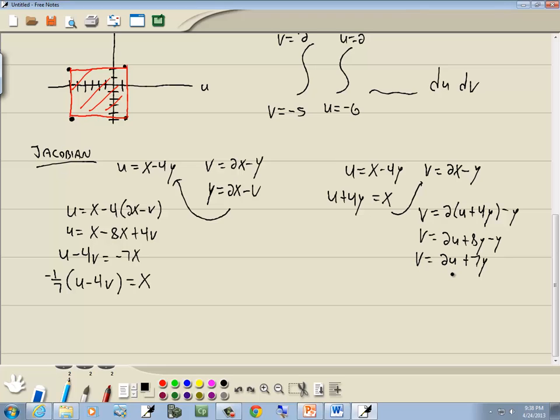And though it doesn't matter, I'll bring the 7y over here, so we have negative 7y, and we have 2u minus v. So then y is going to equal negative 1/7 (2u minus v). And let me write this down. So x equals negative 1/7 (u minus 4v), and y is equal to negative 1/7 (2u minus v).